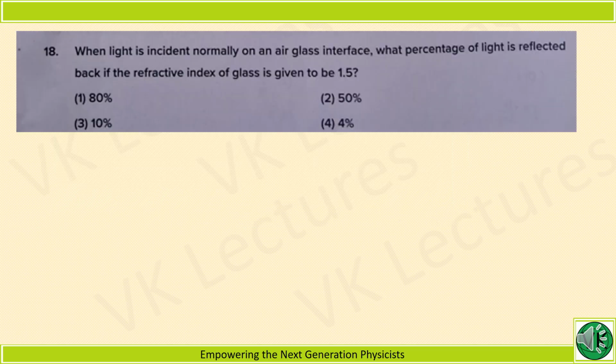When light is incident normally on an air-glass interface, what percentage of light is reflected back if the refractive index of the glass is given as 1.5? The correct answer is option 4.